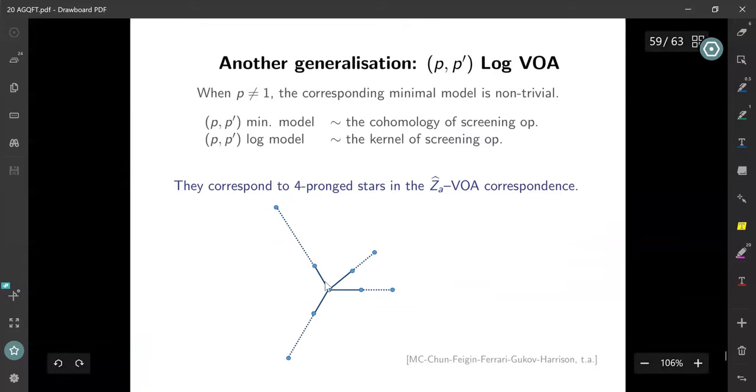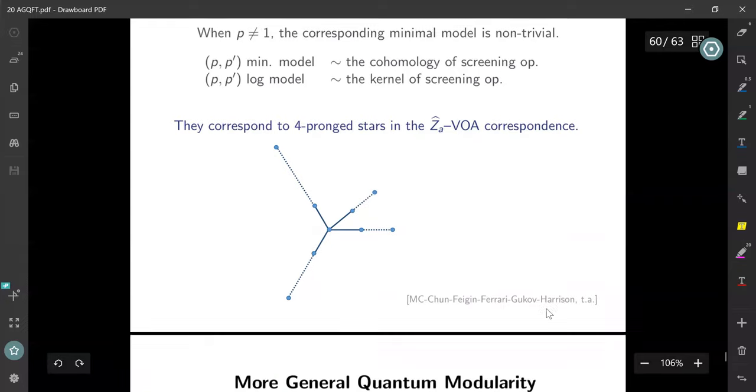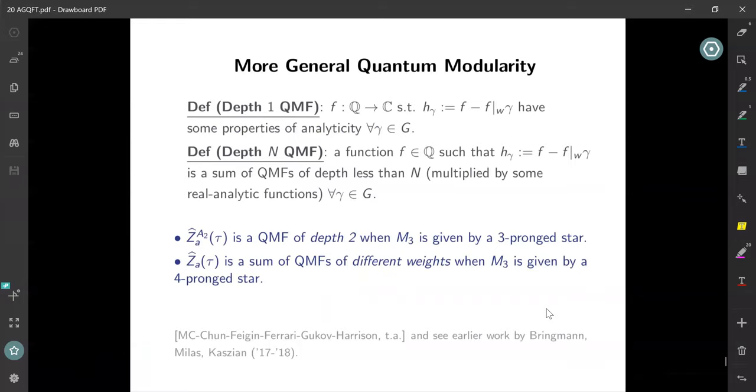And you can also ask, what if I change my graph? I can add one more leg, two more legs, and so on. So an answer, for instance, for graphs with four legs, is that now the log VOA will be replaced by the more general p, p prime log VOA. Before, we had p equals one; now they can be different from one. In this case, you also have the corresponding minimal models that we all know and love. And so the log VOAs in this case will be the bigger brother or sister of the minimal models, if you want. The correspondence between the z hat for these manifolds and log VOAs also works in an analogous way. So that's the connection to the log VOA.